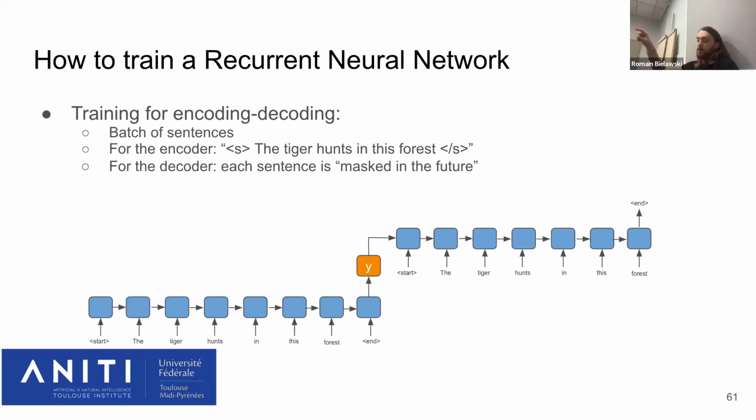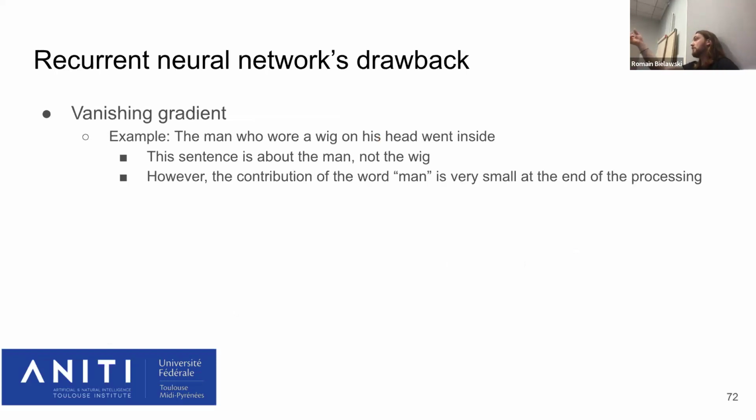And that means that the error you're going to calculate, which might be on a word at the beginning of the sentence, is going to be kind of wrong. The way you tell your network to improve is not going to be great. And so that's a problem that we're going to tackle just after.